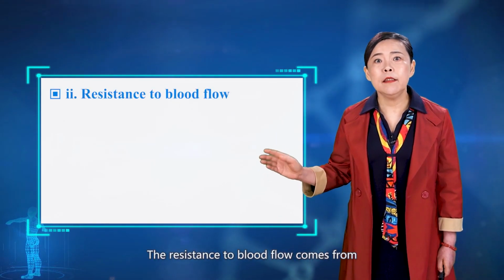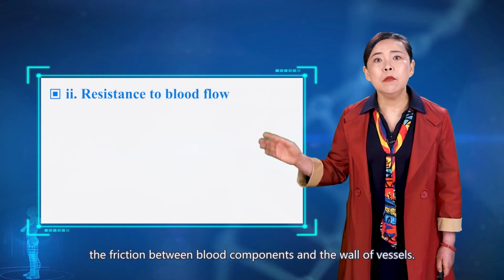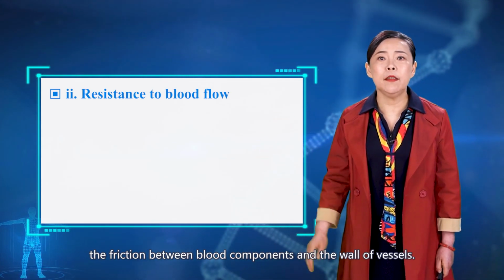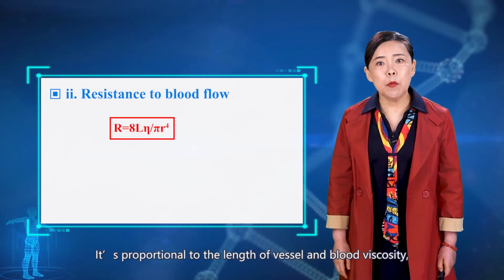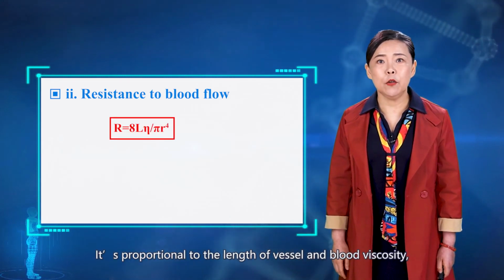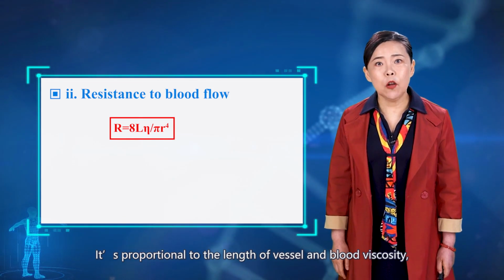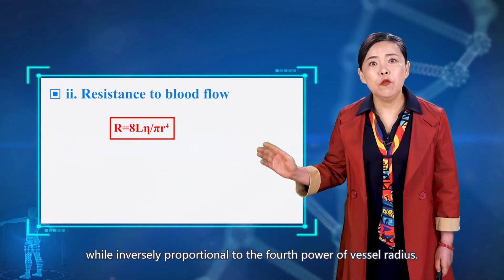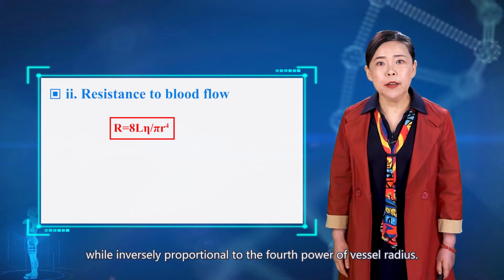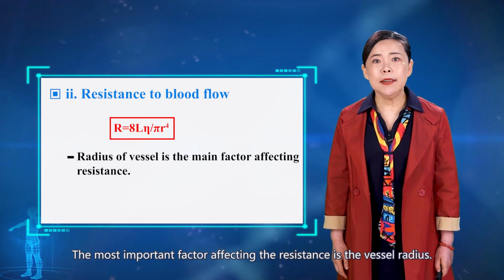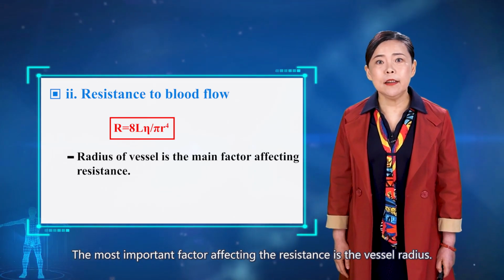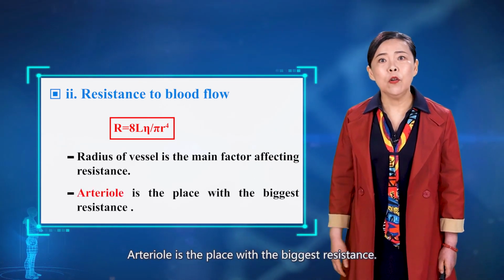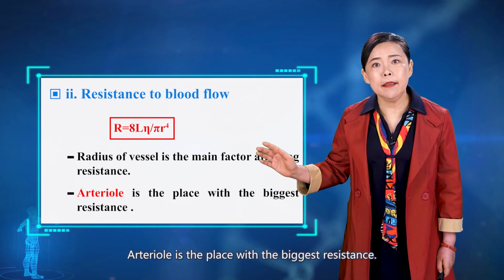The resistance to blood flow comes from the friction between blood components and the wall of vessels. It's proportional to the length of the vessel and the blood's viscosity, while inversely proportional to the fourth power of the vessel radius. The most important factor affecting the resistance is the vessel radius. Arteriole is the place with the biggest resistance.